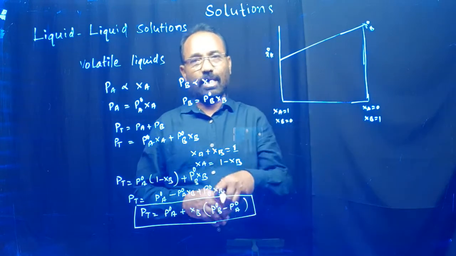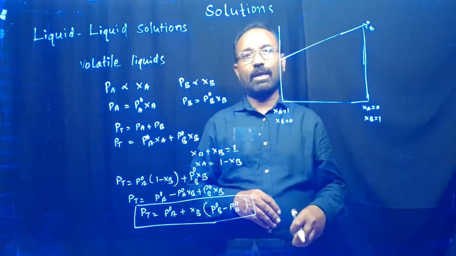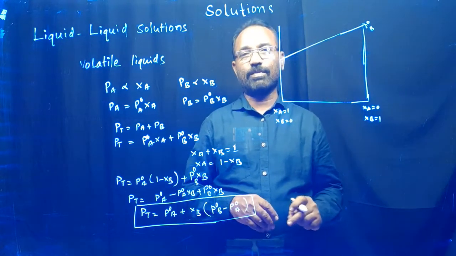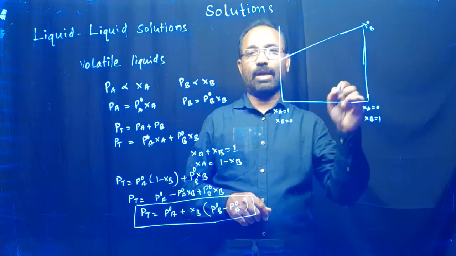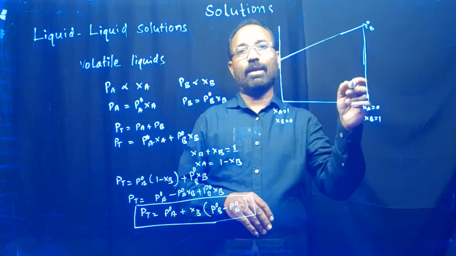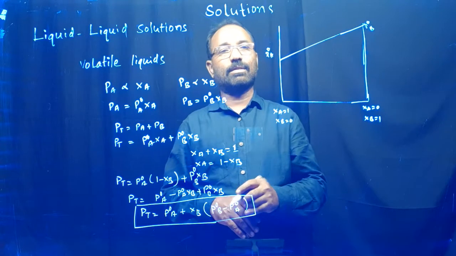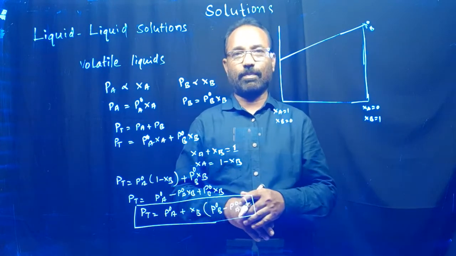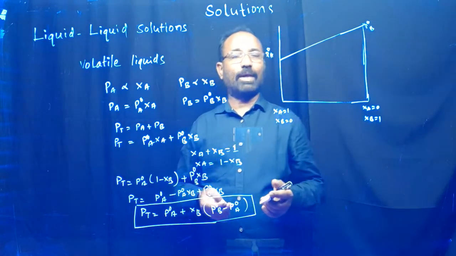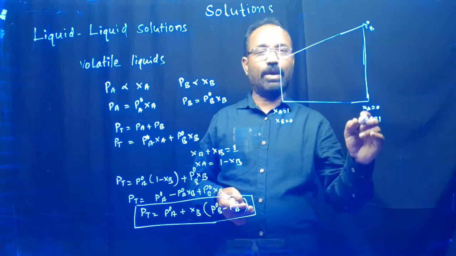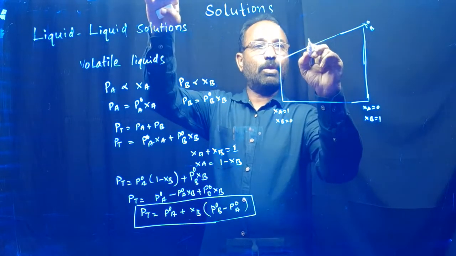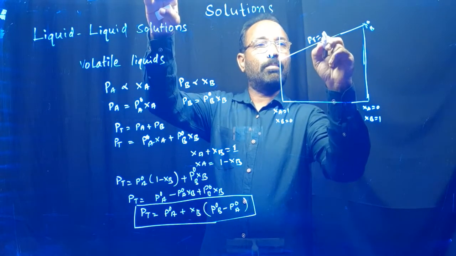So to component A, we are adding component B. What happens? The vapor pressure of the solution increases. If the mole fraction of component A is 0, the vapor pressure is equal to P naught B. When the component B mole fraction is 0, the vapor pressure of the liquid equals P naught A. By increasing the component B mole fraction, the vapor pressure increases. So this line indicates the P total, P total equals PA plus PB.